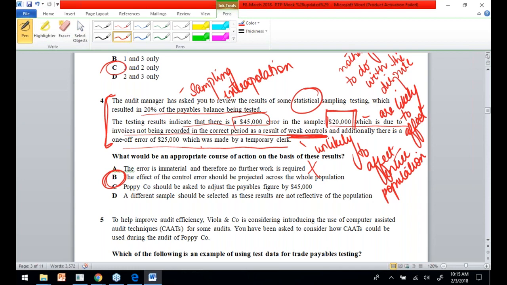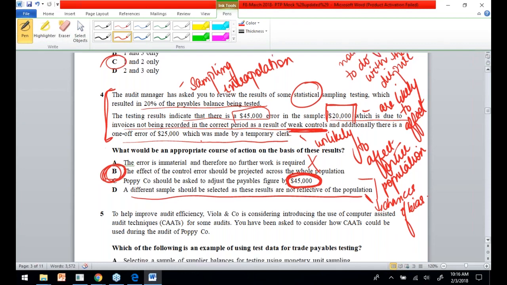Poppy Company should be asked to adjust the payables figure by $45,000. This is incorrect because this is something that needs to be reviewed further. A different sample should be selected as these results are not reflective of the population. You cannot decide on this until you're given further information on how the sample was selected. Since the sample was selected through statistical sampling, there are lower chances of bias. Hence, the sample is most likely to be correct. The correct answer to this question was B.